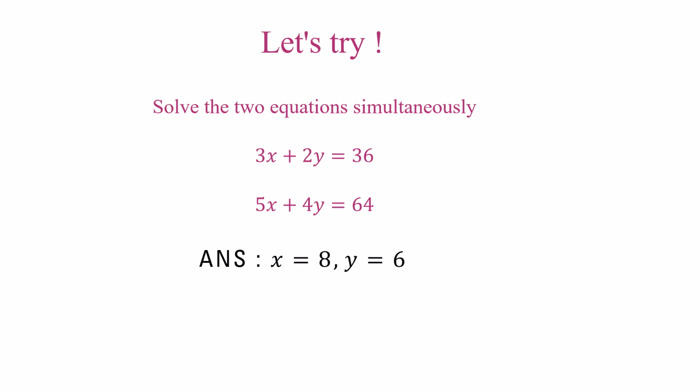Or if you want to eliminate x, then the multiple of 3 and 5 will be 15. So you will have to multiply this by 5, then the second equation multiplied by 3, which you may not want to do because then the numbers will be more difficult to manage. Then the first example, all you need to do is just multiply by 2 so that you can get 4y to eliminate with this 4y in the second equation. So you don't have to do anything to the second equation.